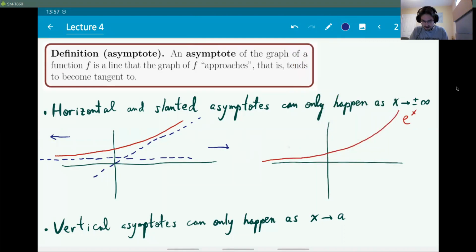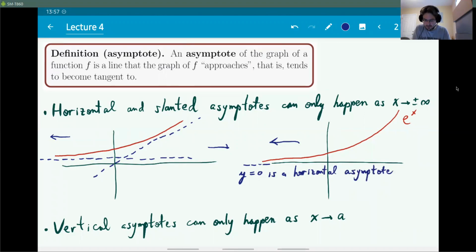As you can see right here, as x is approaching negative infinity, the graph of the function is becoming more and more horizontal and never crosses the x-axis. So it would be the line y equals 0, which is this horizontal line. The x-axis is a horizontal asymptote of this function, e to the x.